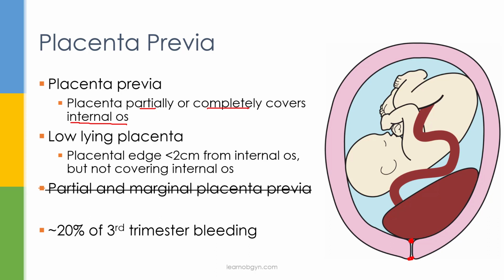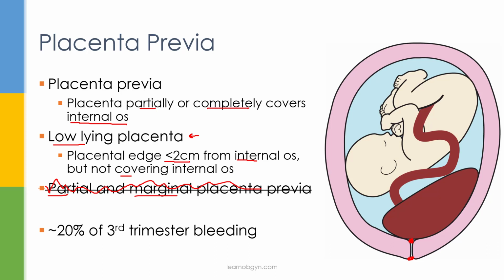So if the placenta is touching the internal os, either just partially or completely covering it, that is called a placenta previa. A low-lying placenta is when the placenta is near the internal os, but not touching it. So if it's within 2 centimeters of the internal os, but again, it's not touching it, then this is considered a low-lying placenta. In some of your older textbooks, you may see a partial and marginal placenta previa, but these terms are no longer used, so don't worry about learning these.